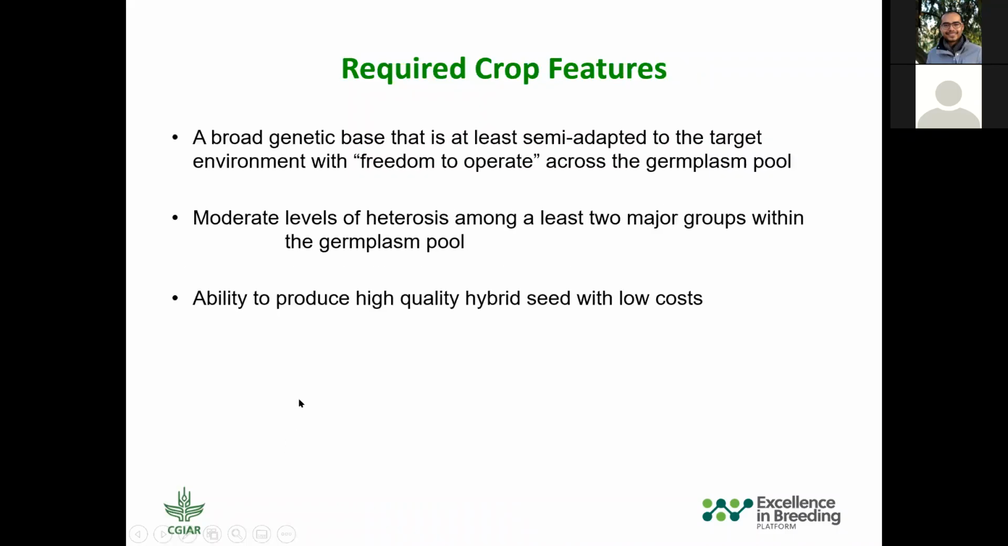So first off, on the required crop features, you certainly need a broad genetic base that is at least semi-adapted to your target environment, with freedom to operate legally across that germplasm pool. Certainly want to make sure you have at least moderate levels of heterosis among at least two major groups within that germplasm pool. And there's obviously a number of the self-pollinators that can't meet that target. And you also need to have the ability to produce high quality hybrid seed or clones at relatively low cost.